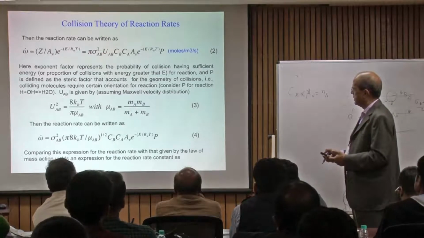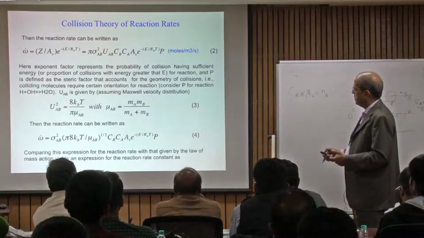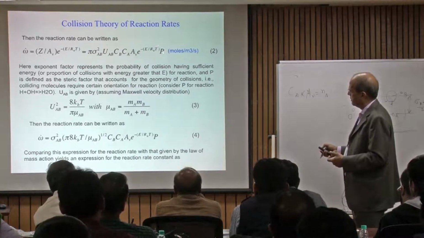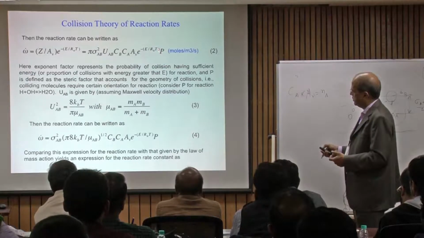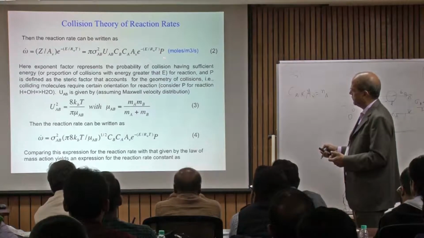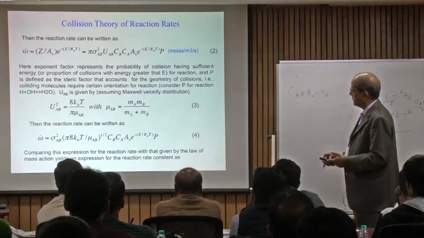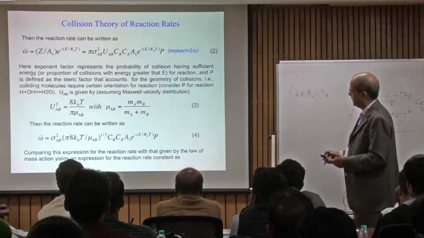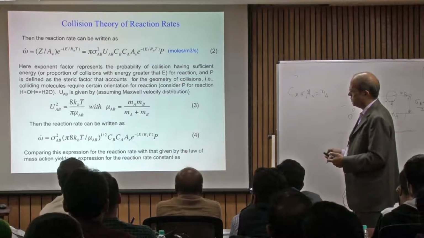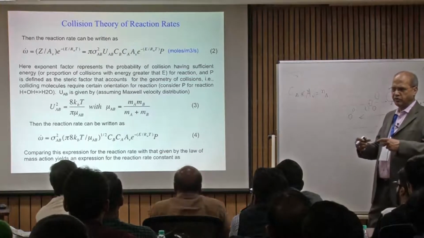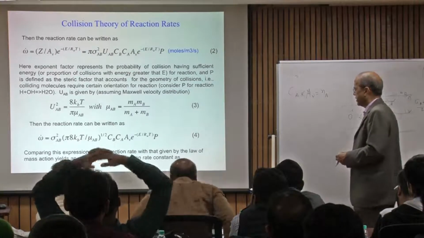And then we multiply by another factor. So this factor is also less than 1. What is this factor? This is called the steric factor. This P is the steric factor. It accounts for the geometry of collisions. So it depends on how these molecules are colliding.